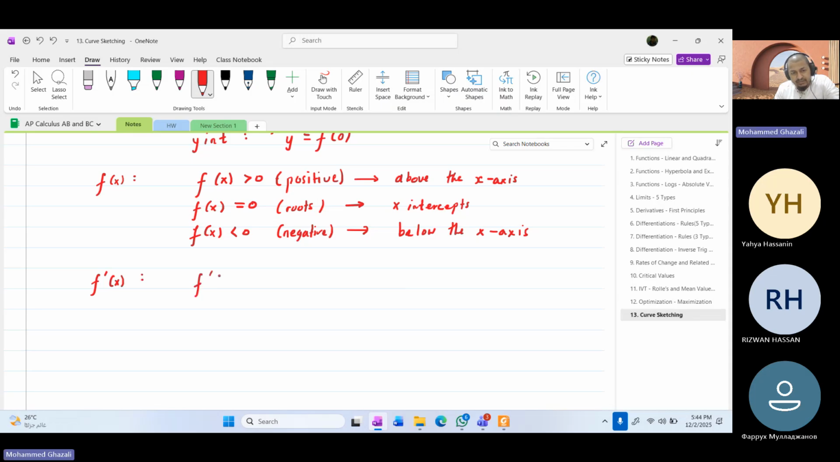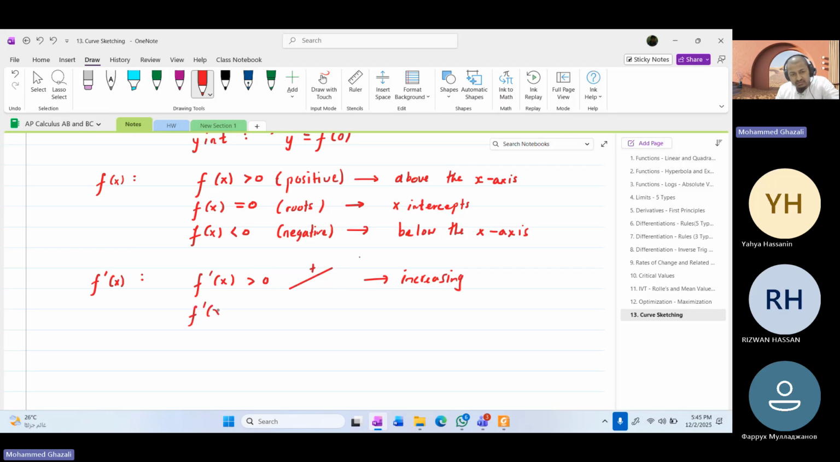Now, let's look at the derivative, f prime x. What does f prime x greater than 0 mean? What does the derivative represent? It means we are looking for when the graph is sloping upwards, when the slope is positive, or when the function is increasing.